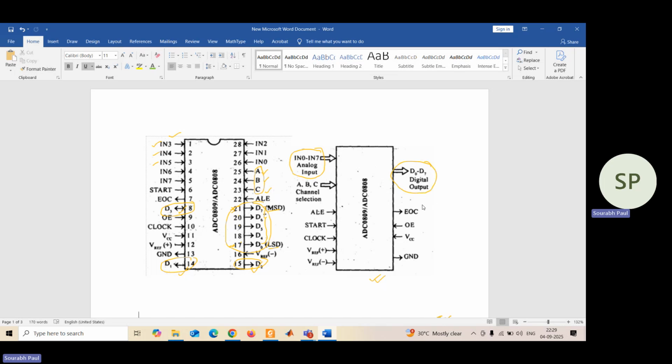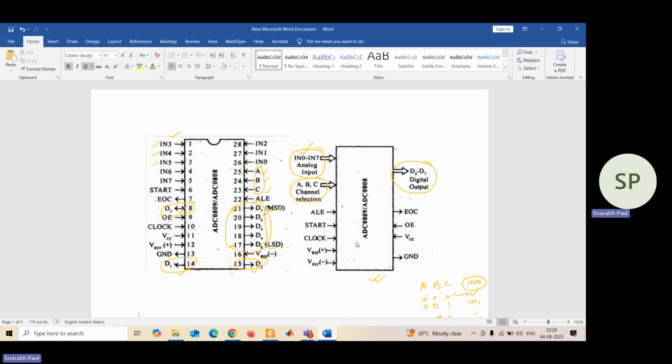Then it has these 3 channel lines, ABC, to select one of the input lines from IN0 to IN7. So if you make ABC equal to 0, 0, 0, then you have to give the input in the IN0 line. Likewise, if the values are 0, 0, 1, then you have to give the input in IN1, and so on. As you have 3 different variables ABC, you can generate 8 different combinations. Each combination represents one of the input lines.